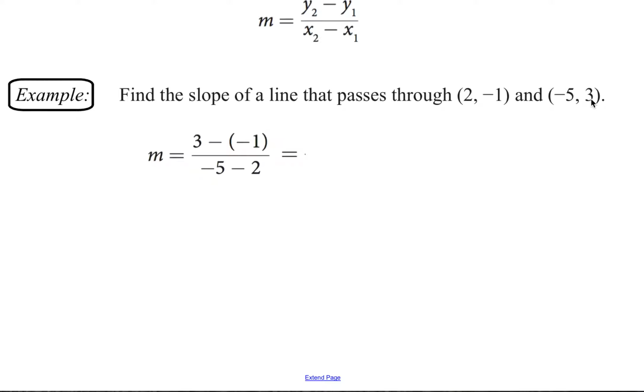And so in this example, we're taking y2, which is 3, minus y1, which is negative 1, divided by x2, which is negative 5, minus x1, which is 2. So 3 minus a negative 1 is 3 plus 1, which gives us a 4. Negative 5 minus 2 is negative 7, giving us a slope of negative 4 over 7.